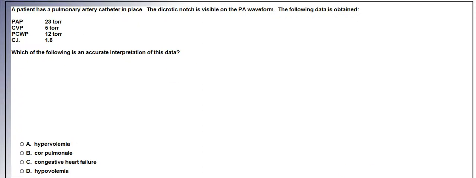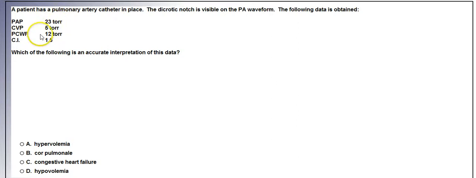Let's do one more so you won't get bored. So a patient has a pulmonary artery catheter in place. The dicrotic notch is visible on the PA waveform. The following data is obtained. So let's do the hemodynamics again. The CVP is 5. The normal is 2 to 6. That is normal. Let's do the PAP. Oops, it went up. It's high now, because the normal is 14, so it went up to 23. So watch out for the high. Watch out for high to low or high to normal. That's where the disease is at.